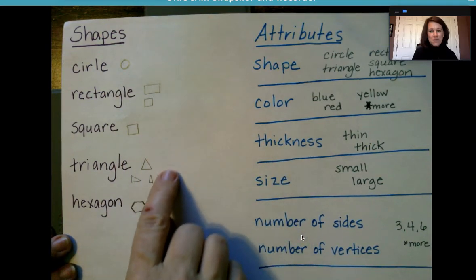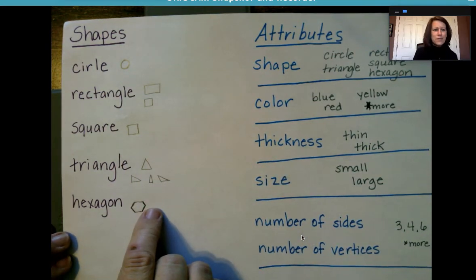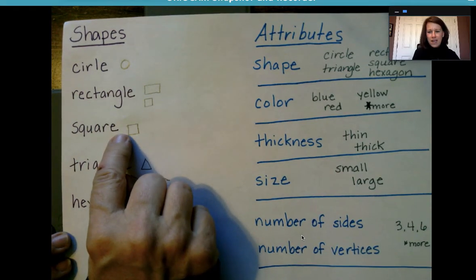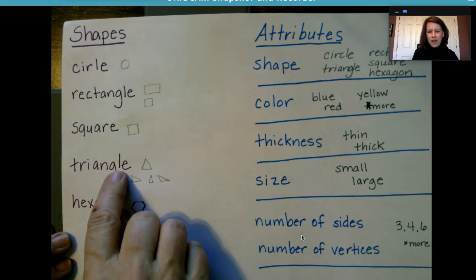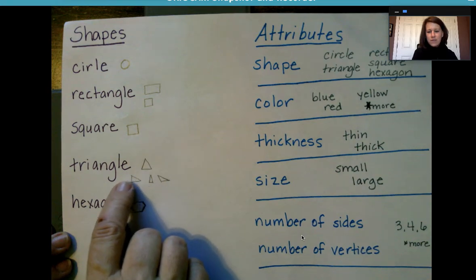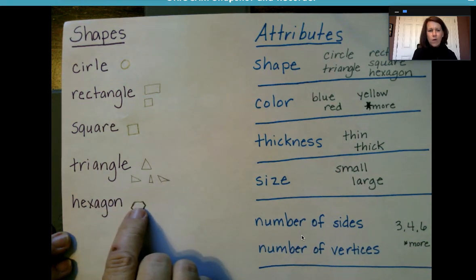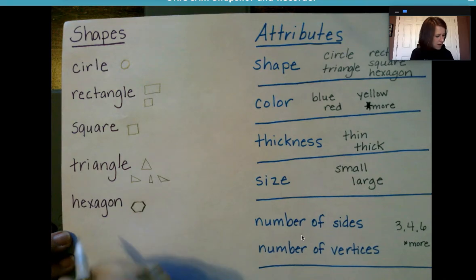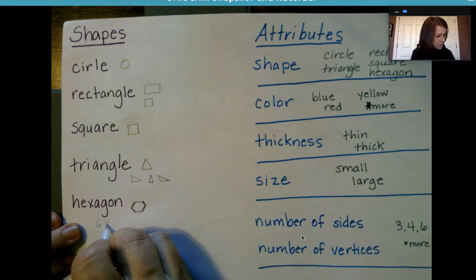Do these shapes look familiar? You've been working on these for years. Circles and rectangles and squares, triangles, they can look a little bit differently. Hexagons, ooh, that's one, maybe that's new. Remember, a hexagon has 1, 2, 3, 4, 5, 6 sides, and it has 6 vertices.